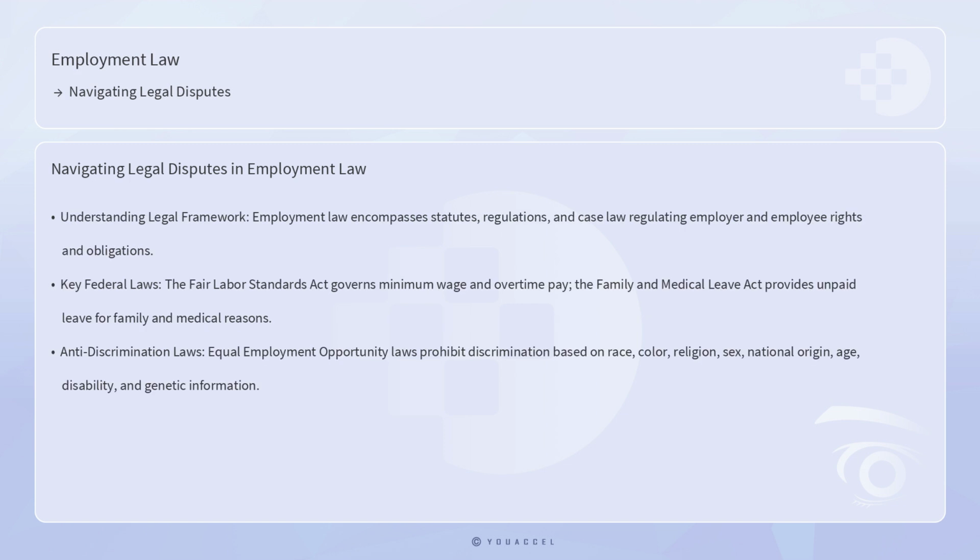The first step in navigating legal disputes is understanding the legal framework governing employment relationships. Employment law encompasses a wide array of statutes, regulations, and case law that regulate the rights and obligations of employers and employees. Key federal laws in the United States include the Fair Labor Standards Act, which governs minimum wage and overtime pay, the Family and Medical Leave Act, which provides employees with the right to take unpaid leave for certain family and medical reasons, and the Equal Employment Opportunity Laws, which prohibit discrimination based on race, color, religion, sex, national origin, age, disability, and genetic information.